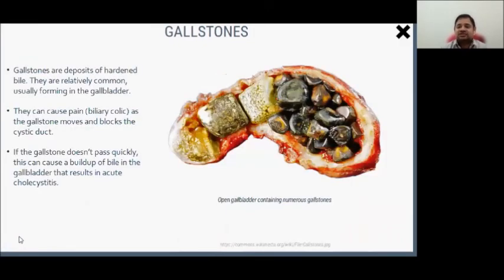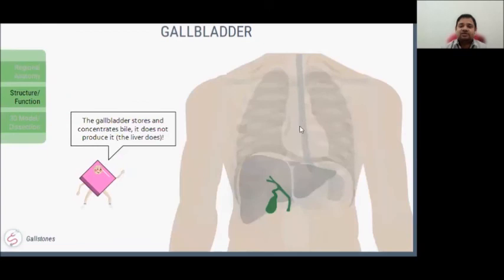Then the common disease which happens here is gallstones. These are deposits of hardened bile. They are relatively common, usually forming in the gallbladder. They can cause pain, which is called biliary colic, as the gallstone moves and blocks the cystic duct. If the gallstone does not pass quickly, this can cause a buildup of bile in the gallbladder, ultimately resulting in cholecystitis. So this is why we need to know the gallbladder in detail.